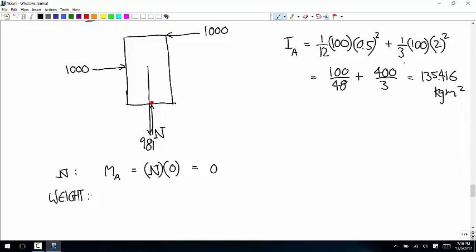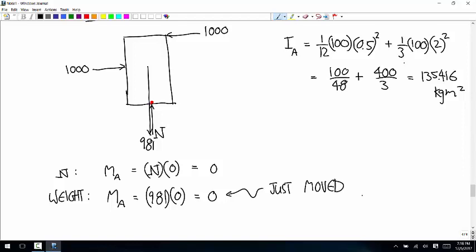Okay. So in that case, we have 981 times 0 again equals 0. We just moved P along its line of action till it was at A. You can't do that with every force, but whenever you can, that force doesn't produce a moment.